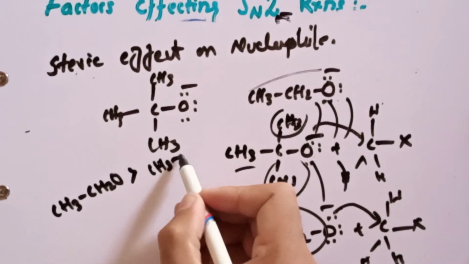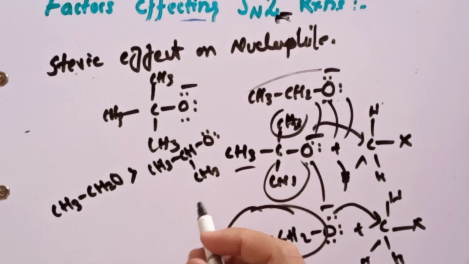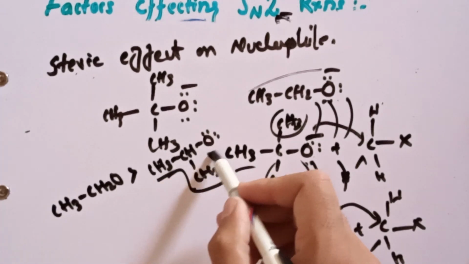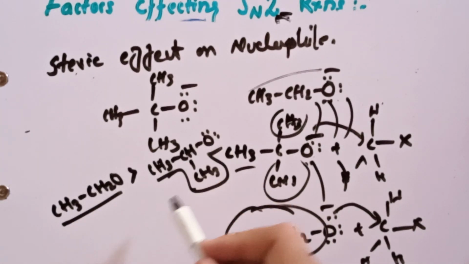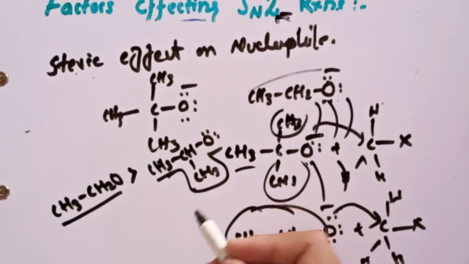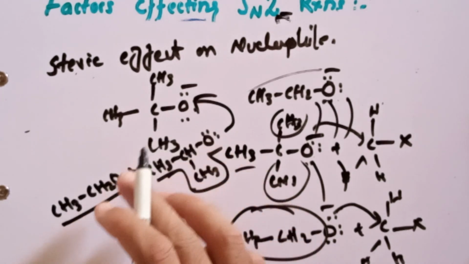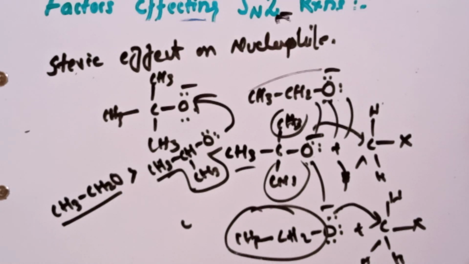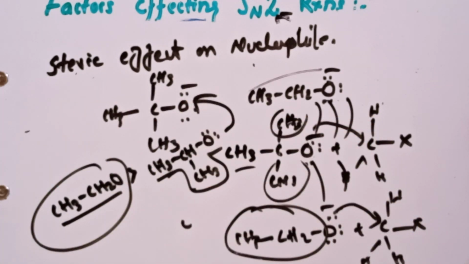While in case of isopropyl alcohol, it will show less nucleophilicity than ethyl alcohol, and tertiary butoxide will show very much less nucleophilicity compared to these. It means that the more bulkiness, the less the nucleophilicity. The less the bulkiness and steric effect, the more the nucleophilicity. These are all about nucleophilicity.